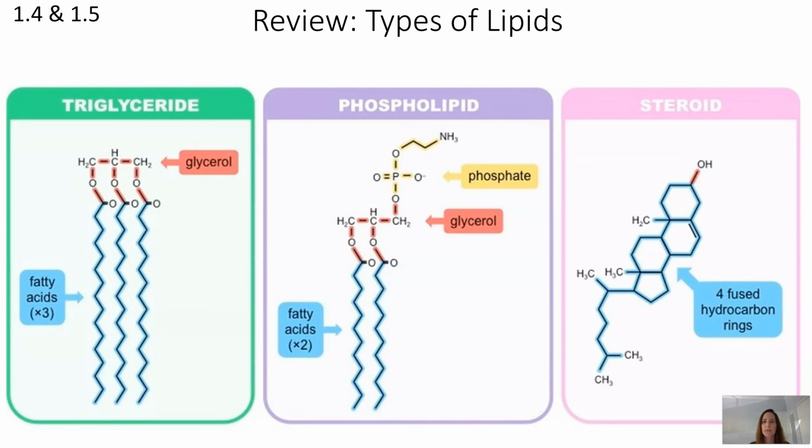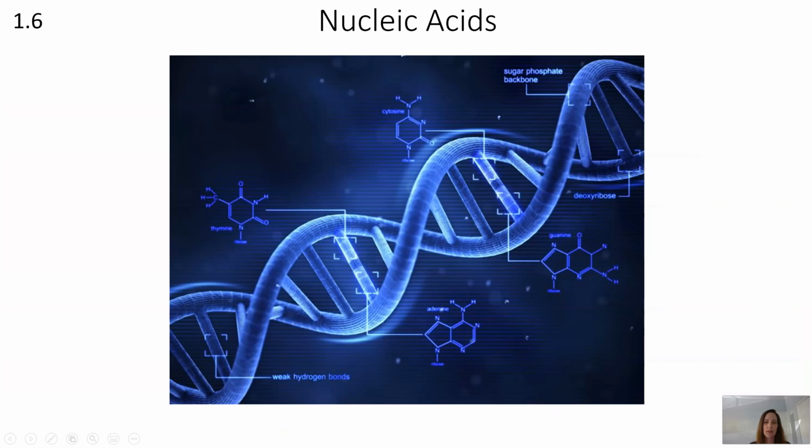So the 3 types of lipids that we talked about were triglycerides, phospholipids, and steroids. And you can see diagrams here showing their component parts. So next up, we're going to go on to our last macromolecule, which is nucleic acids.